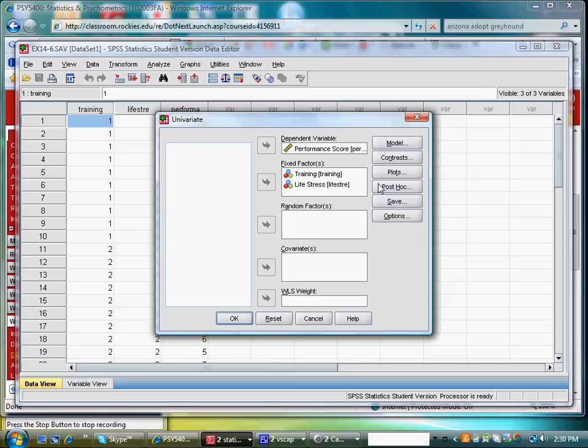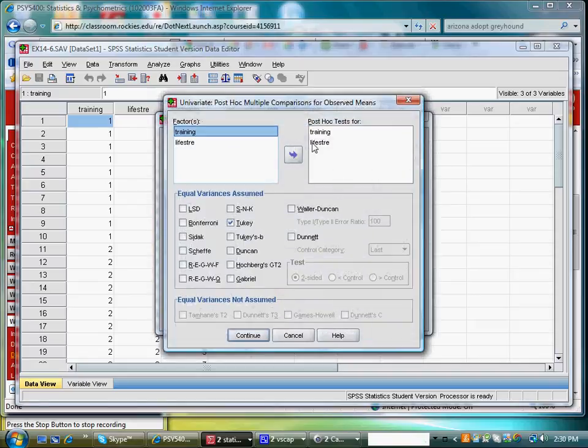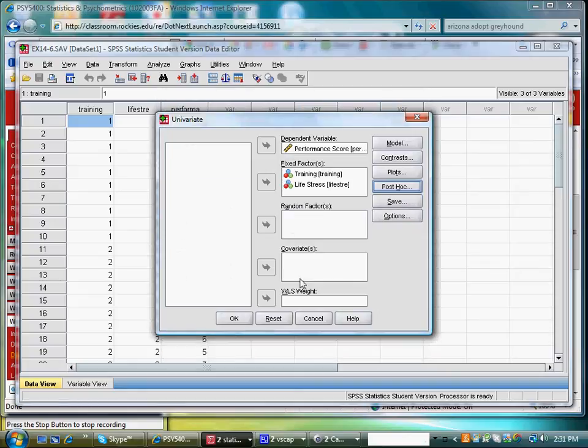Now again, we're going to have that same post hoc test. So if one of these is significant, we're going to want to know where. So we can move them. I had already done this, but when you open this up, it'll look like this. So we've got training. If there's a difference in training, we'll want to know which groups. But let's think about life stress. There's only two levels of life stress. So if we find out that there's a significant difference in the means based on life stress, we're going to know where that difference is because there's only two levels. So we don't really need another test for life stress. So we can just do training, Tukey, because training has three levels. I'm going to get that Tukey, hit continue.